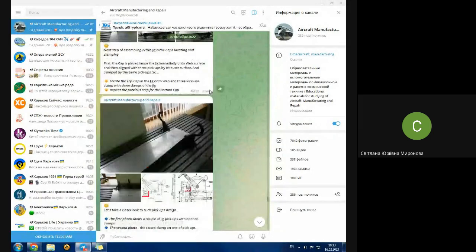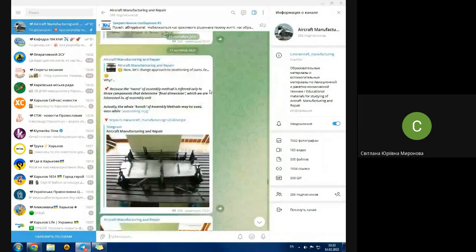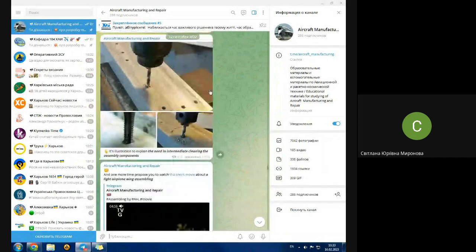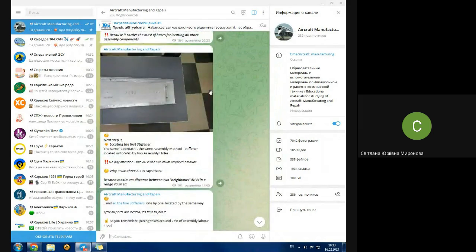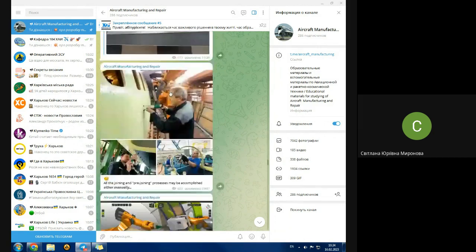Let's come back to the previous. It was only about locating, how to find position, how to make positioning of parts, assembly components, during assembling. You see that one cap will locate by assembly hole, another cap will locate by assembly hole, and here we have also stiffeners located by assembly holes 5 times.